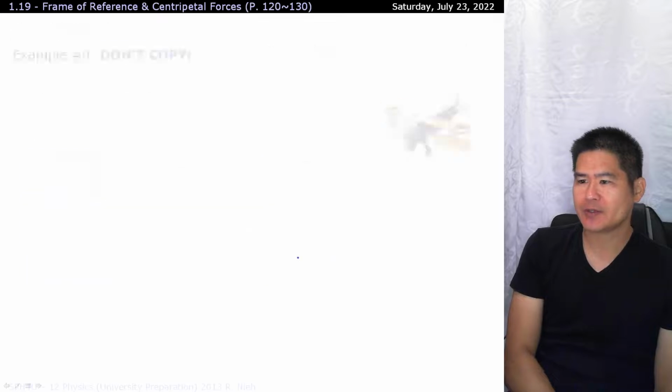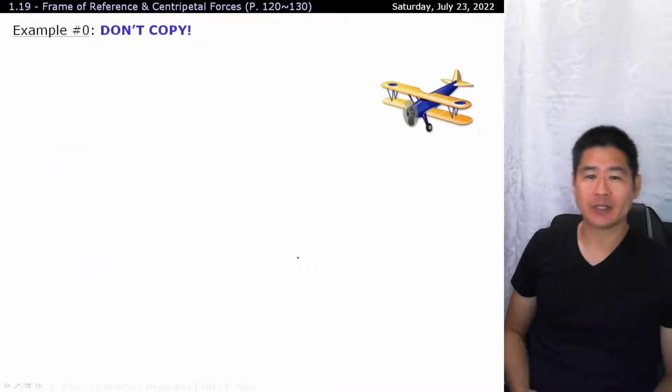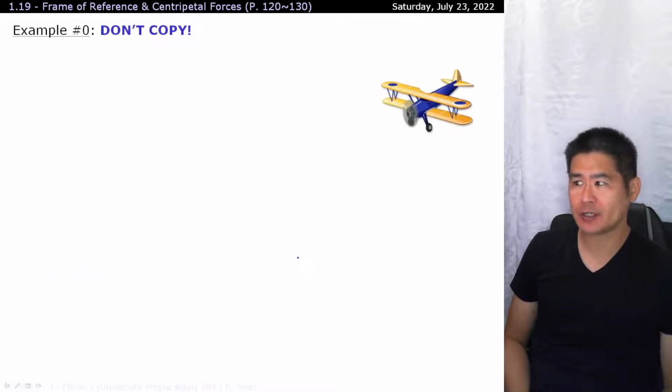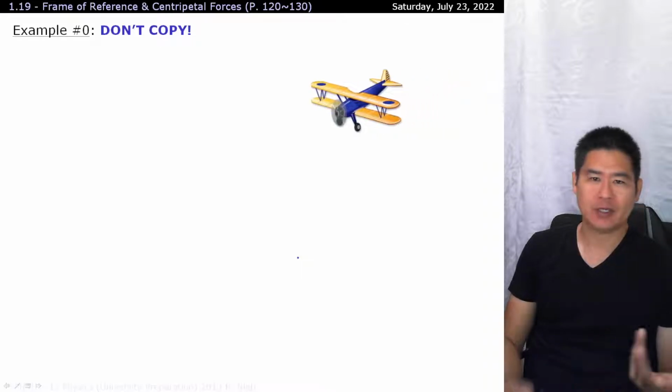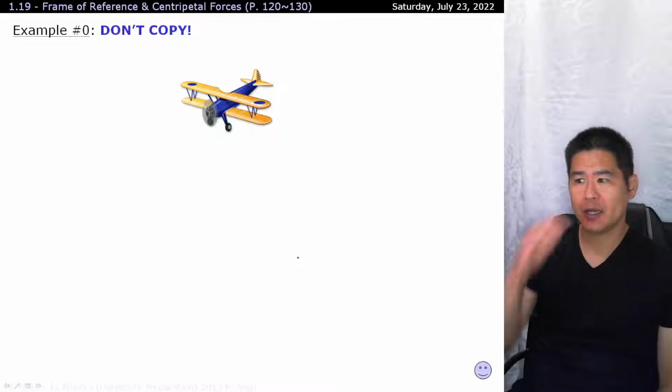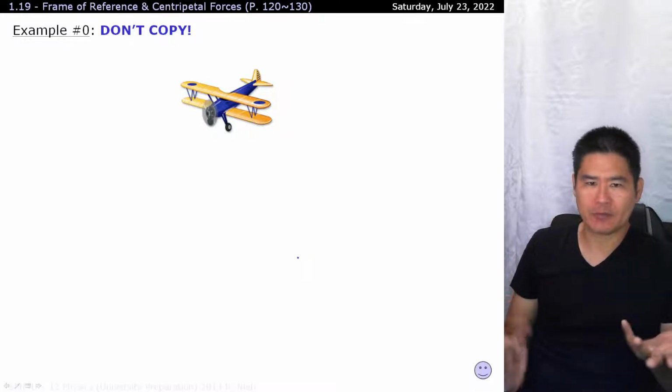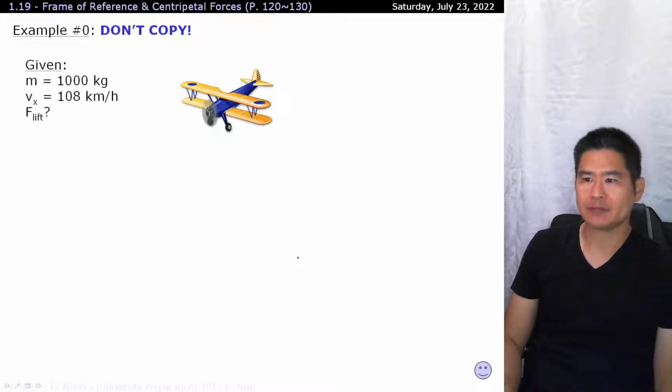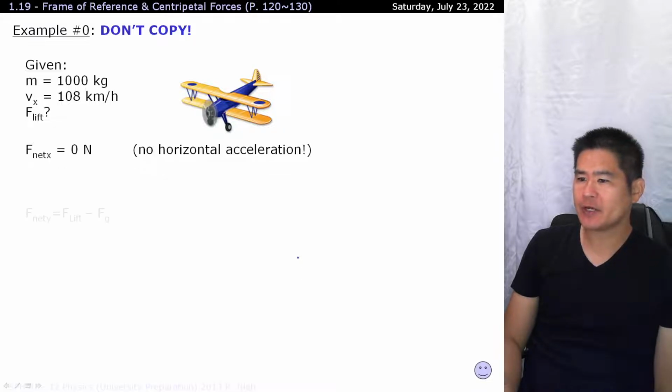So let's get on to the fun stuff. Let's do some calculations, starting off with our control calculation: a plane that's traveling at a constant velocity or constant speed in the same direction. How does that impact the feeling we get when we're in the seat of the plane? When we draw the free body diagram, let's draw that out.